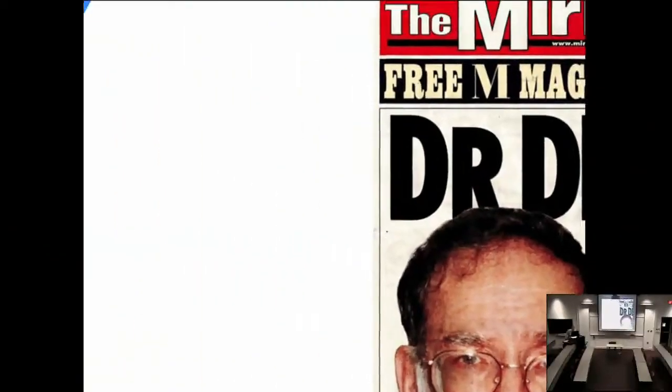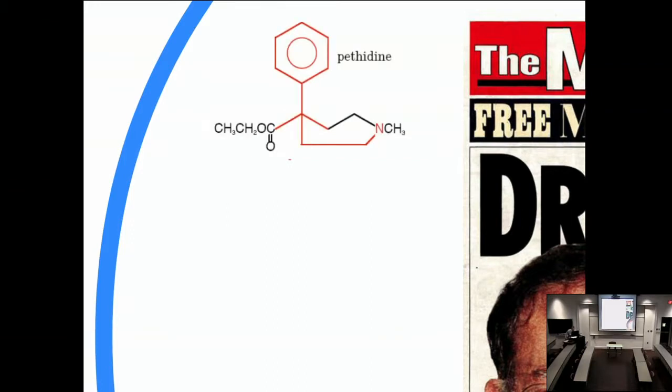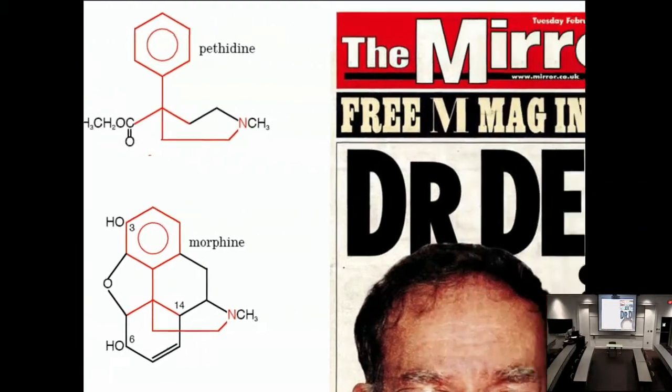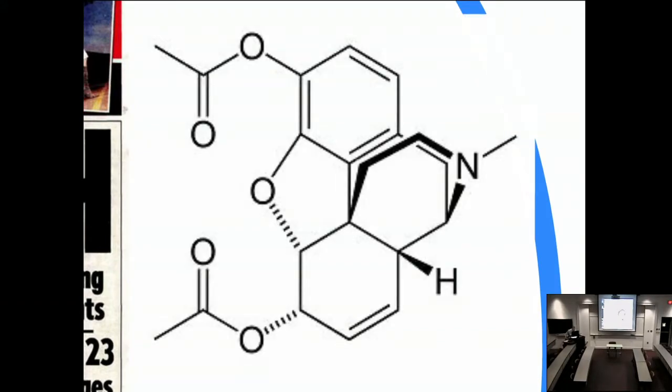Very notorious. So Dr. Death initially, before he was convicted for murder, actually had to go to rehab. He was addicted to pethidine, which has a very similar structure in a couple of cases to that of morphine. He actually didn't use morphine per se to murder his victims. What he used instead was diamorphine, also known as heroin.